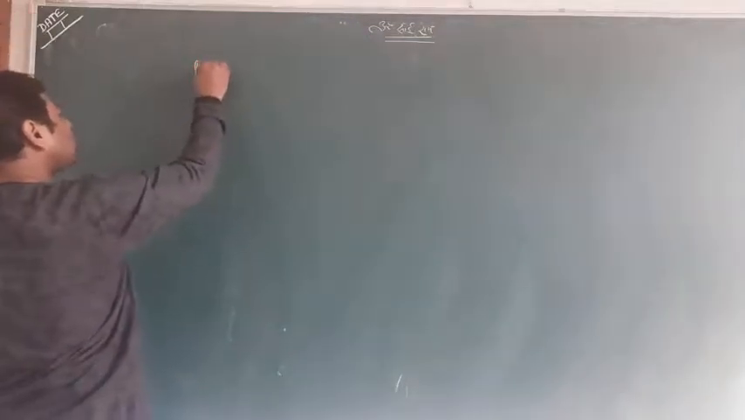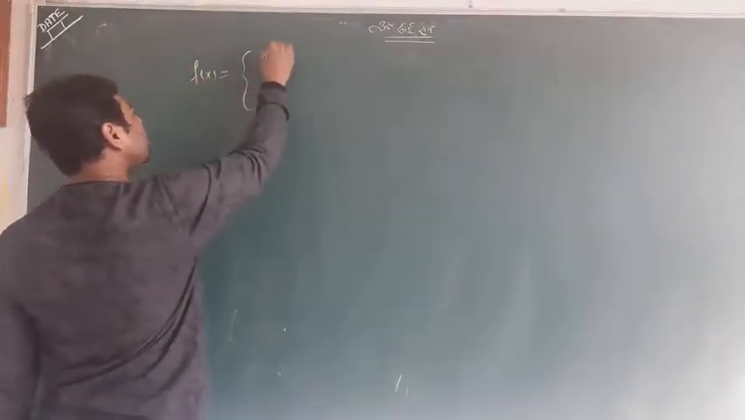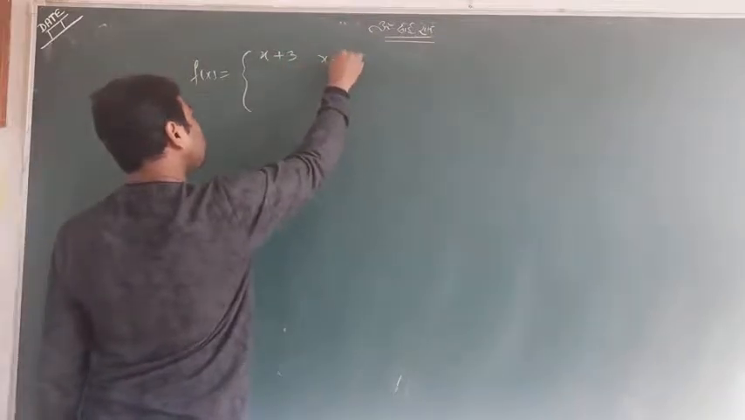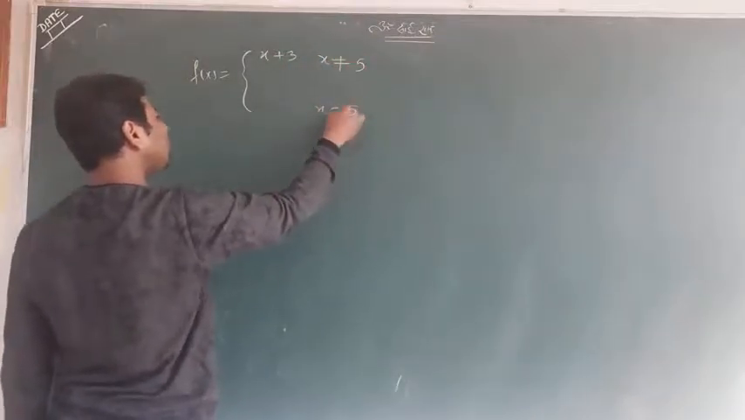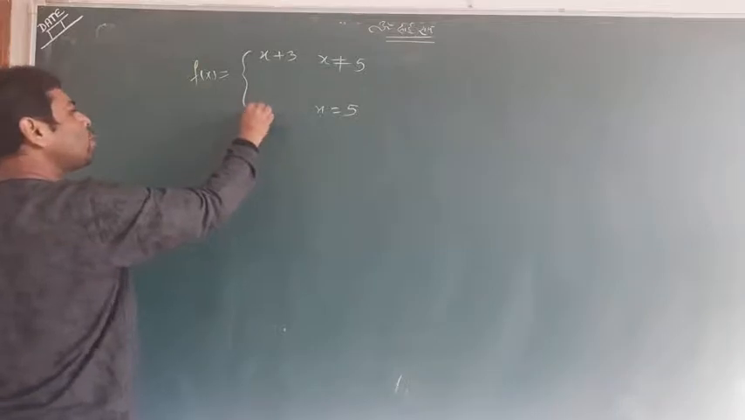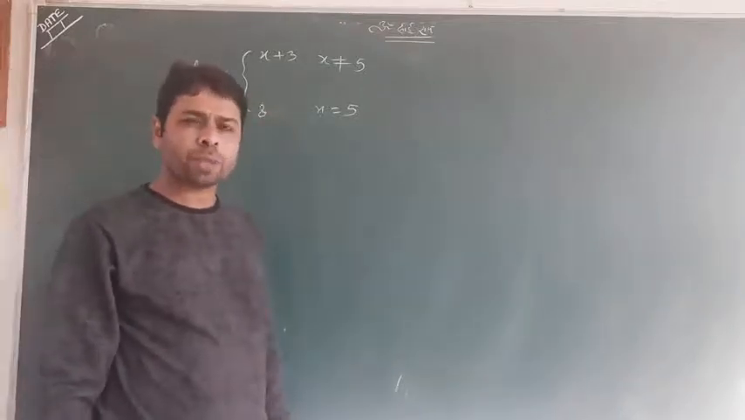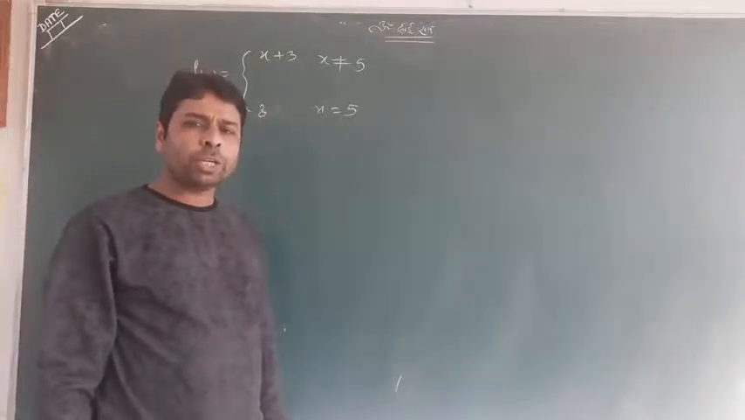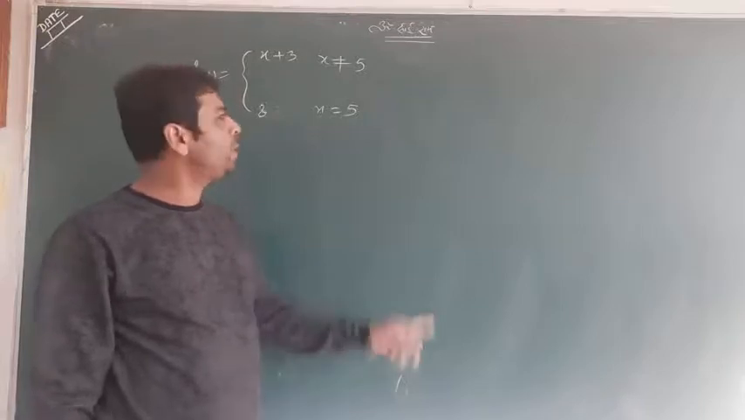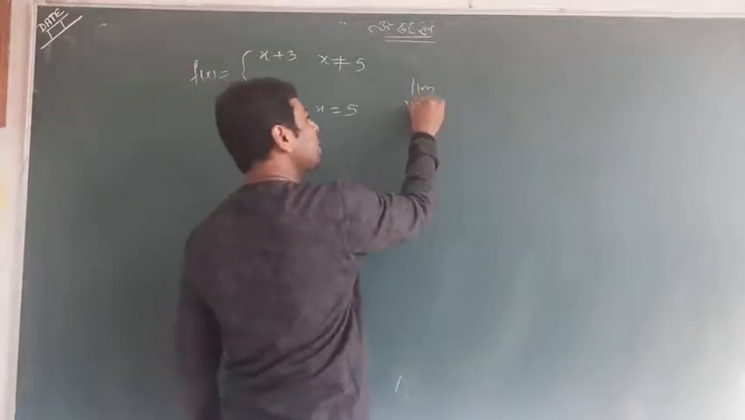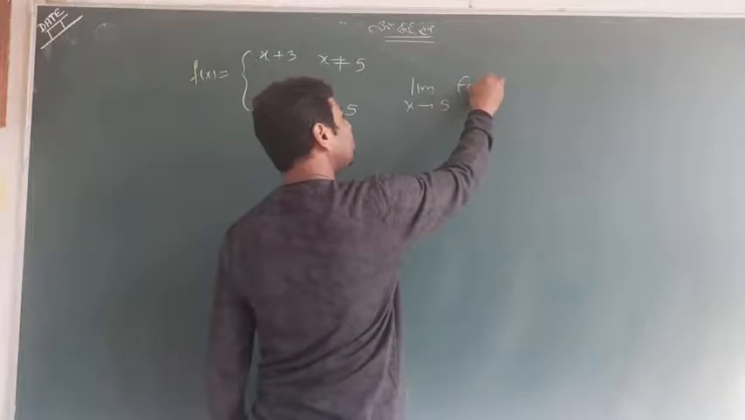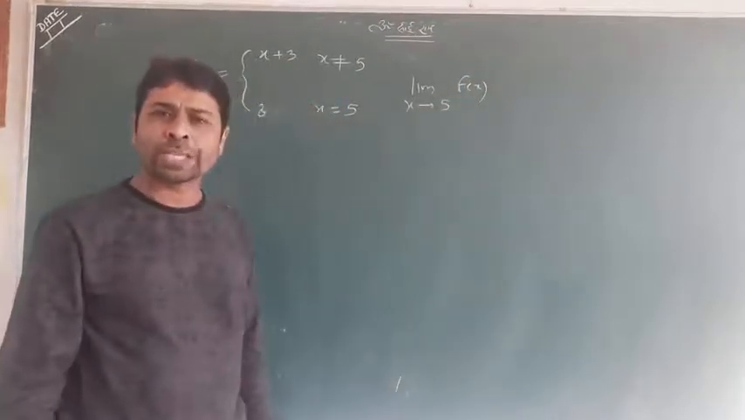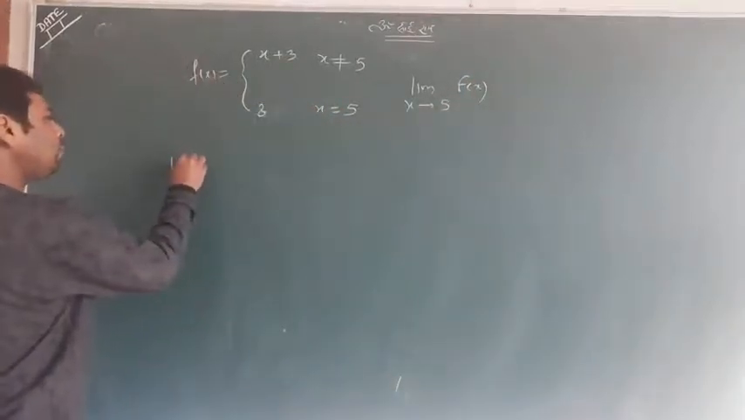One more idea I want to give over this, and questions will be started from tomorrow. One more question I want to write here: suppose the function is x plus 3 when x is not equal to 5, and when x equals 5 it is 8. This is the question. The question is, what is the existence of the limit as x tends to 5 of the function? We want to show the existence of the limit.